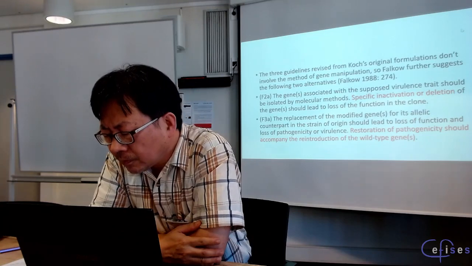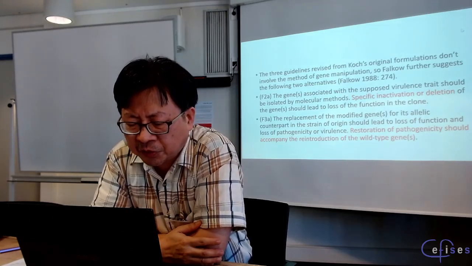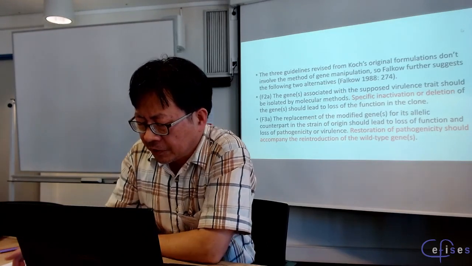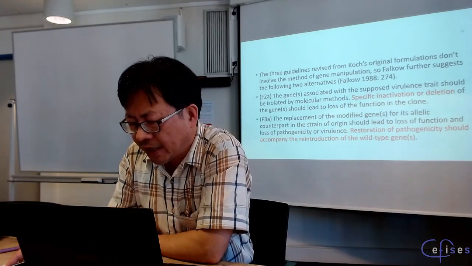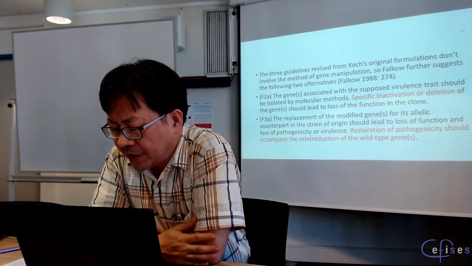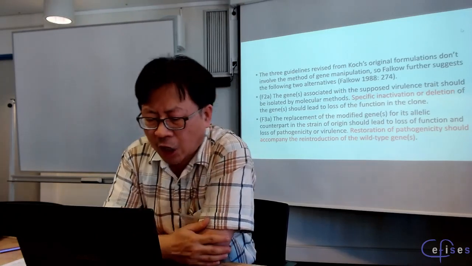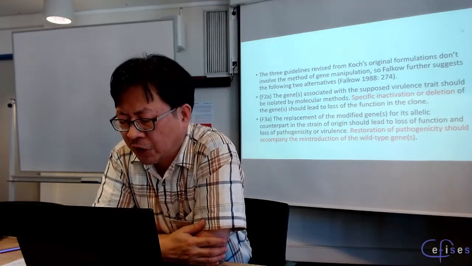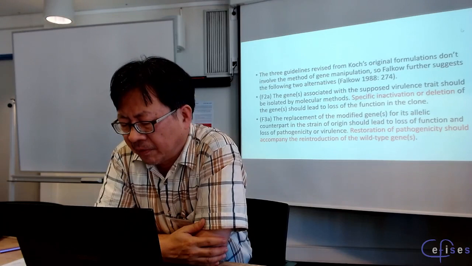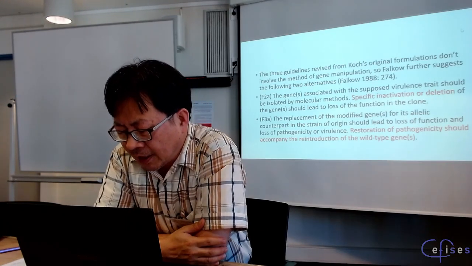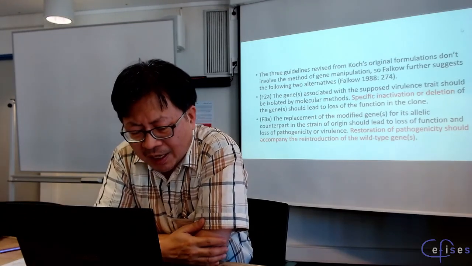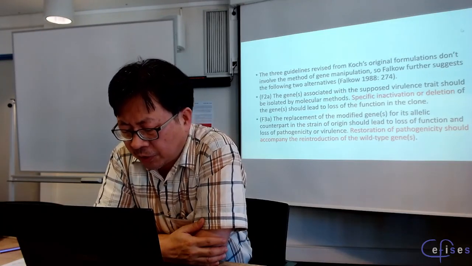Alpha. Koch further suggests the following two alternatives. The genes associated with the supposed virulence trait should be isolated by molecular methods. Specific inactivation or deletion of the genes should lead to loss of the function in the clone. The replacement of the modified genes with their allelic counterparts in the strain of origin should lead to loss of function and loss of pathogenicity or virulence.